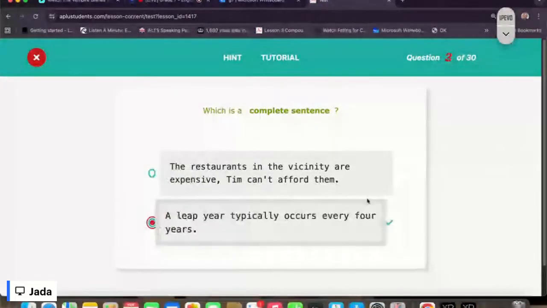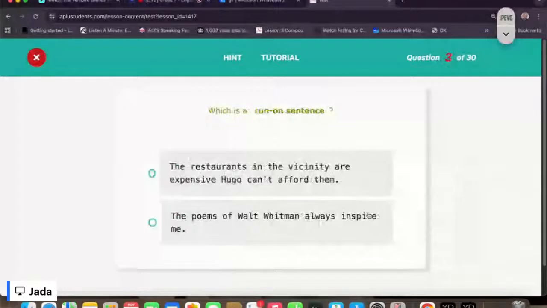So we have what? The second, a complete sentence. Remember, it has what? A subject and a verb, okay? All right, so which is a run on sentence? Is it the first or the second?